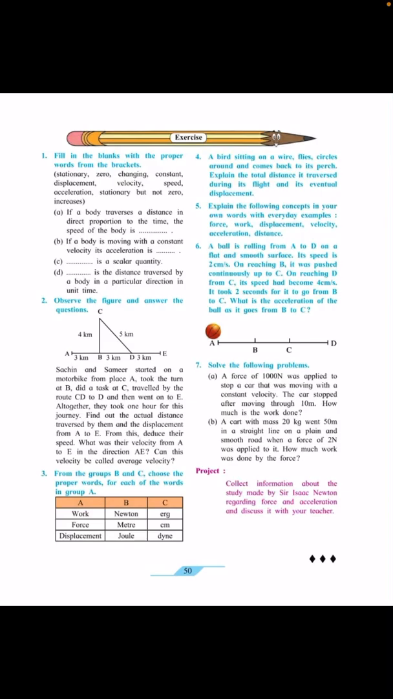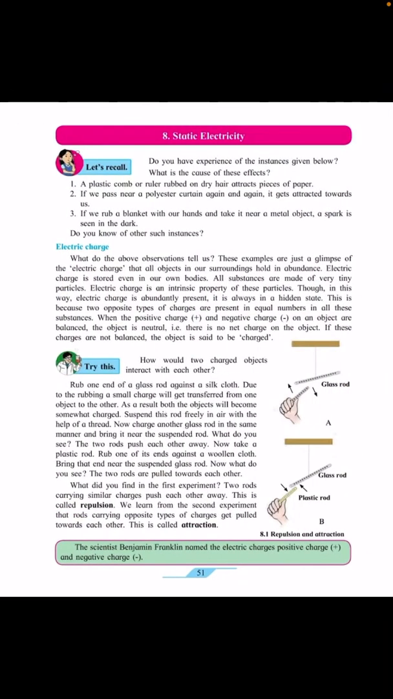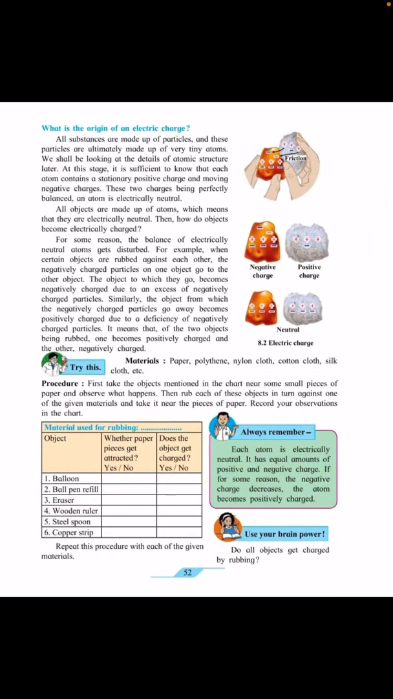Next chapter we will go to static electricity. Now what do you mean by static electric charge? So the definition of it, the concept of it, the simple experiment is given on the page, with the glass rod and plastic rod. So read that. What is attraction, what is repulsion, what is positive charge, what is negative charge. Next page. Now what is the origin of an electric charge? So find out that, just go through it.